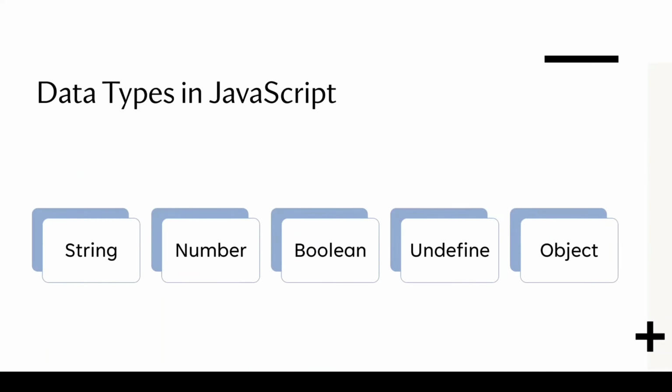First of all, we have this type of data type in our JavaScript language. The first one is string.